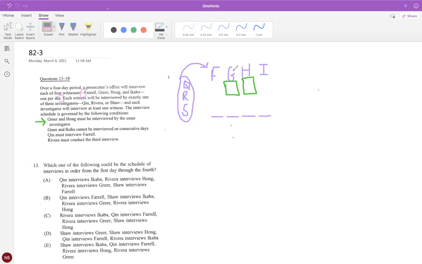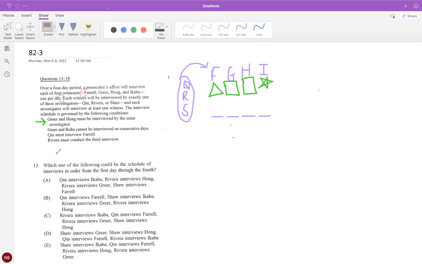And so if these two are interviewed by the same person, what does this mean for the others? That they're going to be another person. Yes, they're going to be either F or I, which I would not draw on my actual test, but we're like, okay, so that means that one is going to be F and then a different letter is going to be for I.